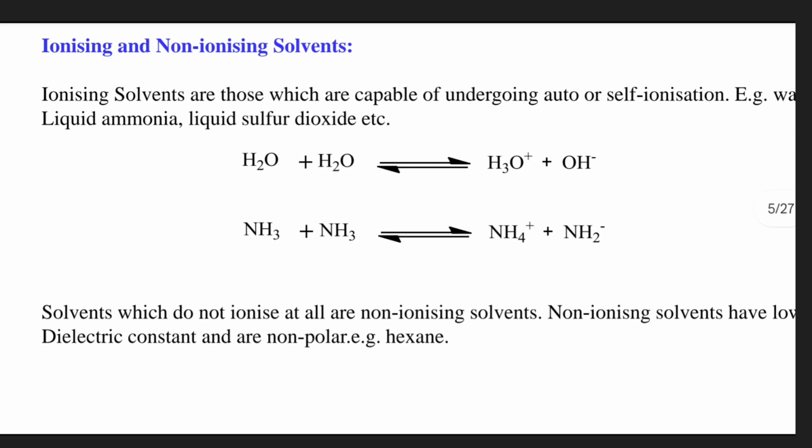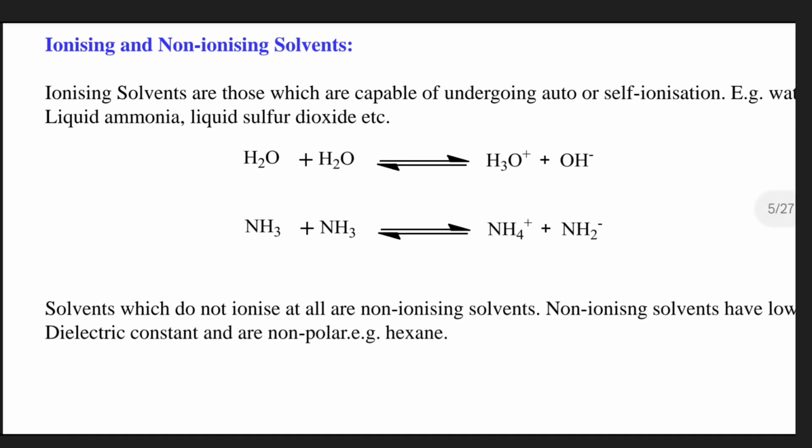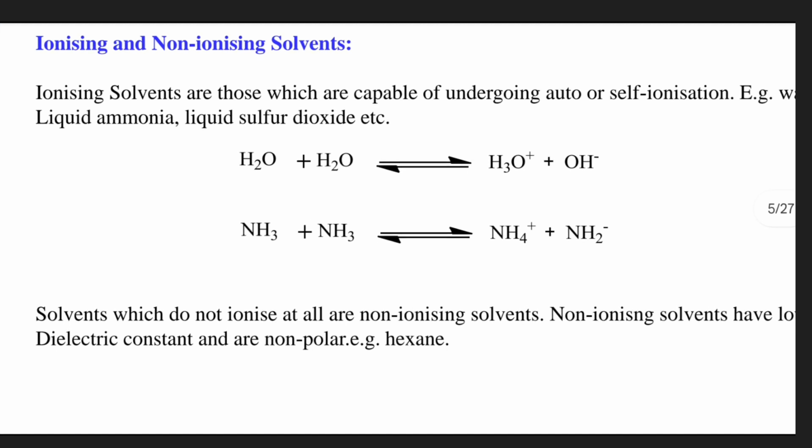Third, ionizing and non-ionizing solvents. Ionizing solvents are those which are capable of undergoing auto or self-ionization. For example, water, liquid ammonia, liquid sulfur dioxide, etc. For example, when water combines with water, it gives out H3O positive ion plus OH negative anion. Solvents which do not ionize at all are non-ionizing solvents. Non-ionizing solvents have a low dielectric constant and are non-polar, for example, hexane.